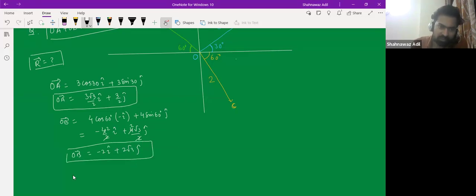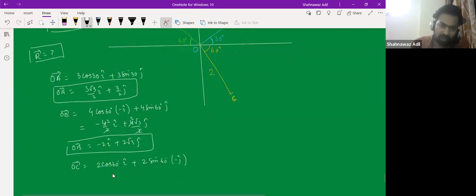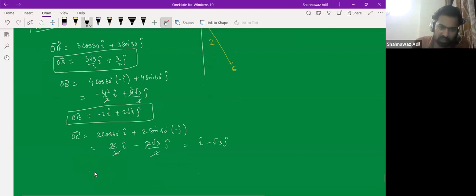What is OC? Where is OC? So this is 2 cos 60 i hat, and then plus 2 sin 60 minus j hat, right? So this would be 2 by 2 i hat, and then minus 2 root 3 by 2 j hat. So this is i minus root 3 j hat. So what is OC then? i minus root 3 j hat.